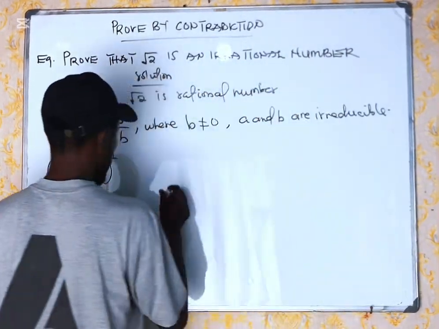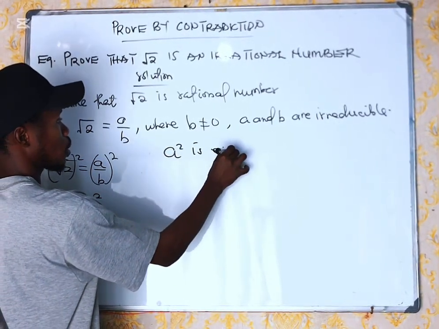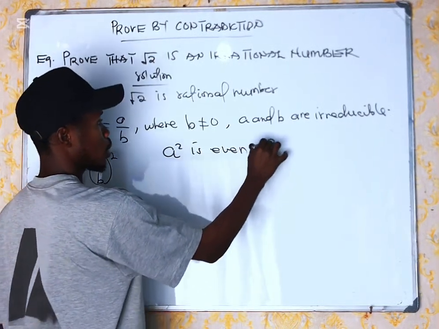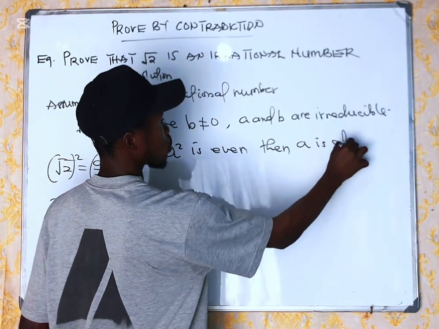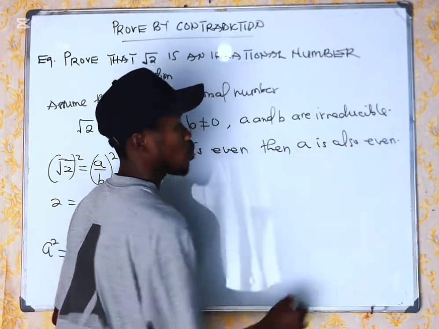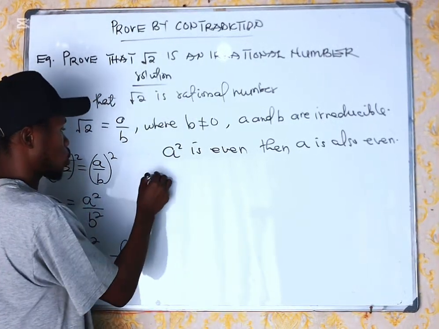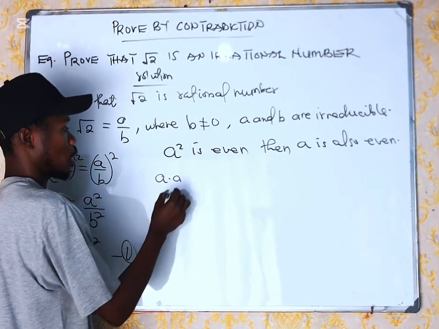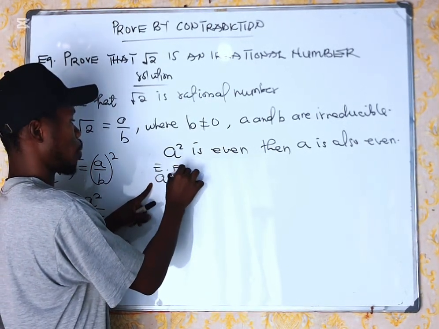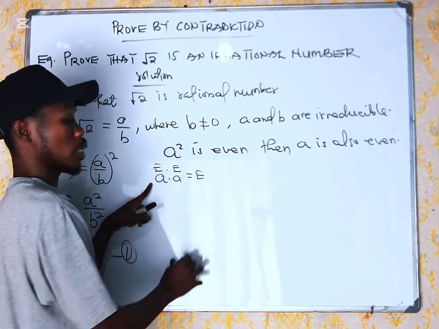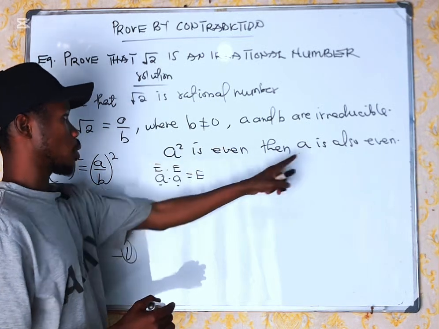So if a squared is even, then a is also even. Do you agree with that? Yes. The reason is that this a squared is the same as a times a. Remember that even times even number will give you even number. Is that okay? It means that this a is even, this a is even. So if a squared is even, a is even.